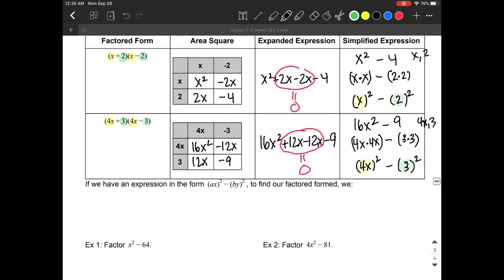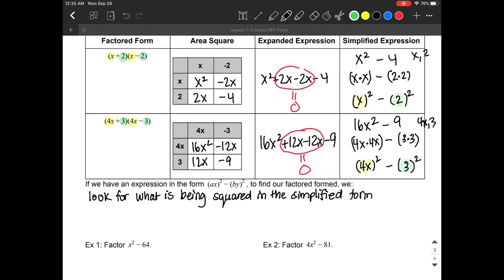So if we have an expression in the form ax squared minus by squared, to find our factored form, we look for what is being squared in the simplified form. Those are the numbers we see in factored form.